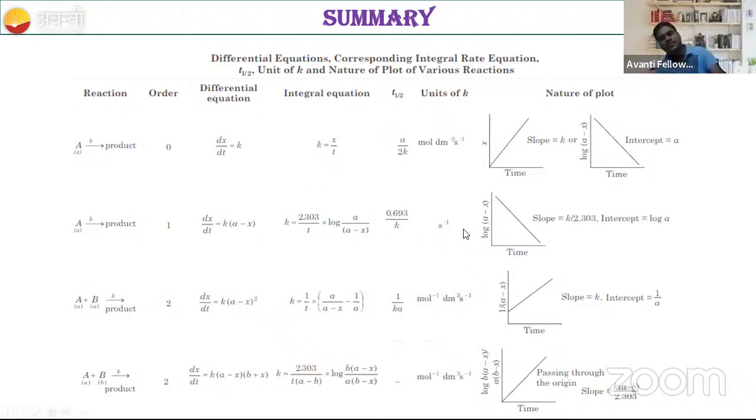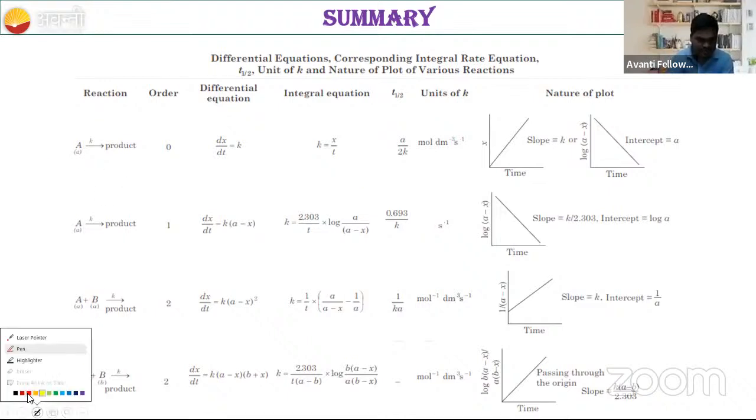This is the nature of the plot we get. When you draw the plot between time and concentration, we'll get a plot like this. And when we plot log a minus x, we get a plot like this, right? So this is how we get it in the case of zero order. So this is all about the zero order.